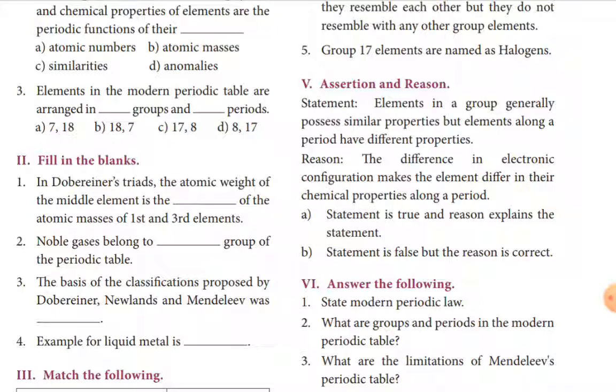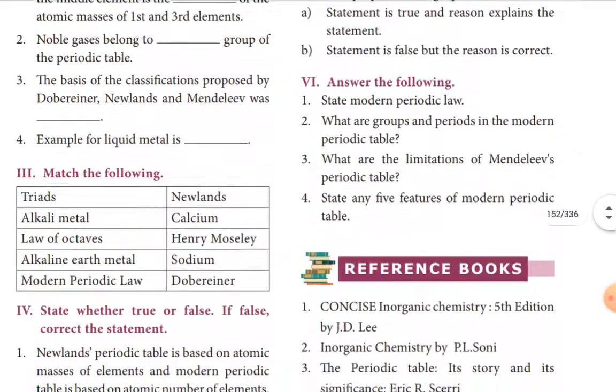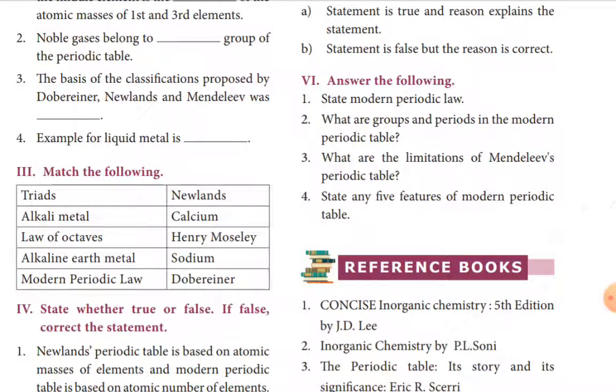The basis of the classification proposed by Dobereiner, Newlands and Mendeleev was atomic mass. Dobereiner, Newlands, Mendeleev, all three arranged the elements based on atomic mass. Only Moseley divided the elements based on the atomic number. Example for liquid metal is mercury. Then match the following: triads, who arranged the elements in the form of 3 by 3? Dobereiner.